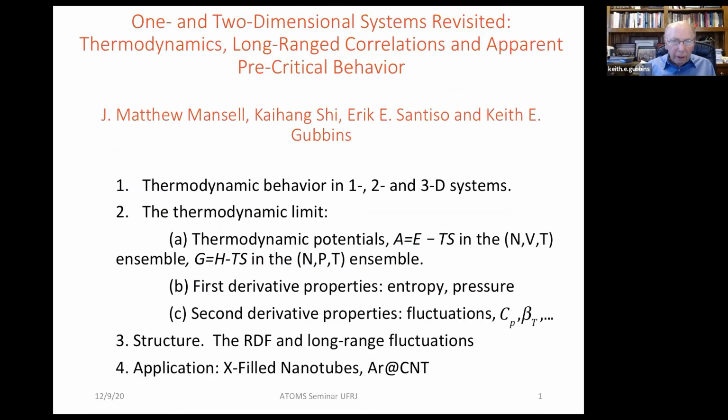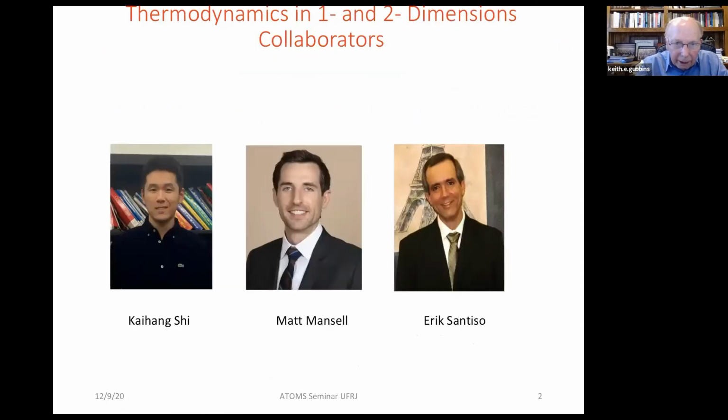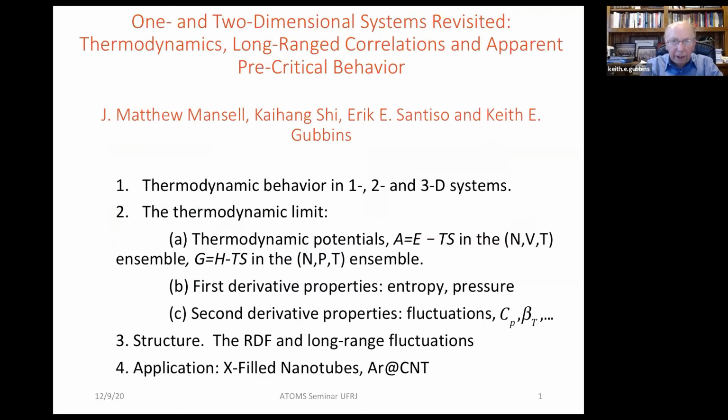Okay, so the work I'm going to describe is largely based on doctoral research of Matt Mansell and Kai-Heng Shi, who are shown here. They've both graduated now and have moved on. And the other collaborator is my colleague Eric Santizo, with whom we still work together quite a lot. And so I'll give some introduction, and then I will show results for thermodynamic properties and structure for 2 dimensions and 1 dimension, and I'll make some comments about unique features of those reduced dimensions and how they differ from 3-dimensional systems. And so part of our interest here is adsorption, but we're also interested to know whether these quasi 1D and quasi 2D systems still conserve some of the unique properties of strictly 1D and 2D.